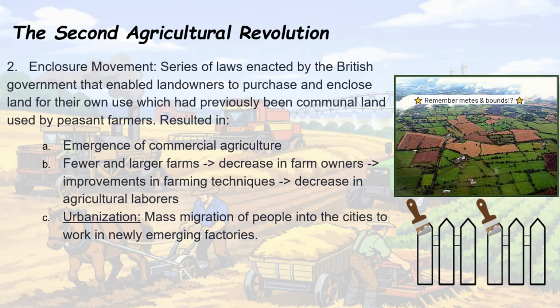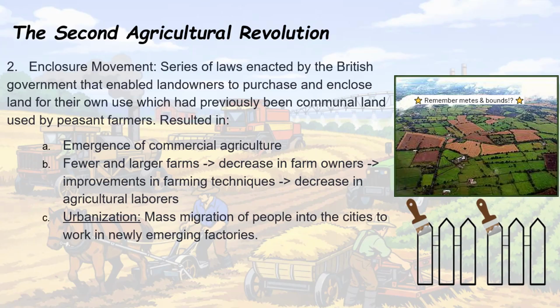Look at the image on the right with the patchwork fields. That's what enclosure looks like. Clearly defined property lines instead of open communal space. And those fence graphics at the bottom, that's the visual metaphor. Boundaries everywhere. If you remember meets and bounds, this is that energy on steroids. This shift led to the emergence of commercial agriculture.